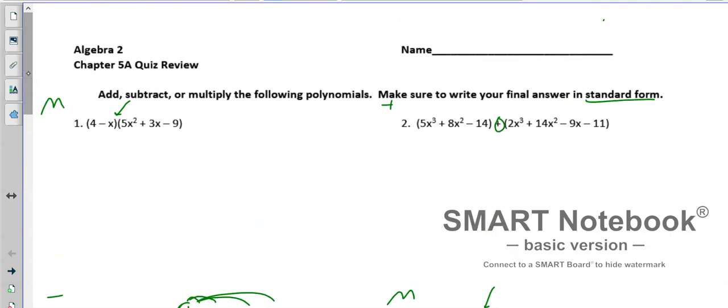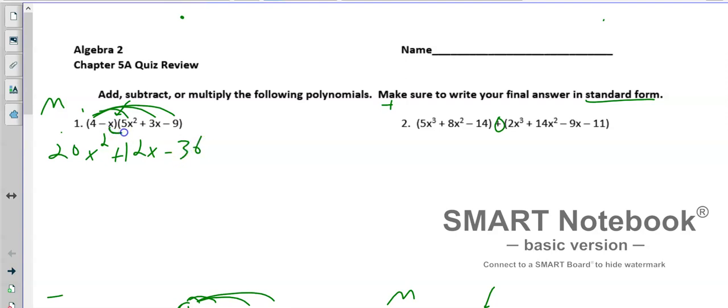Okay? So I'm going to distribute the 4 to all 3 spots. So 5 times 4 is 20, and then the x squared tags along. Sorry, technical difficulties. And then the 4 times 3x is going to give me 12x. And the 4 times -9 is going to give me -36.